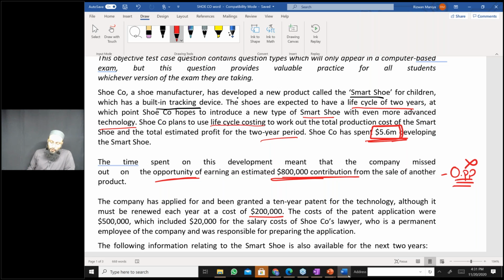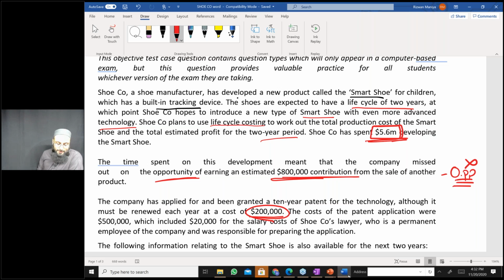So why are we not taking opportunity cost? Because that is not a cost that relates directly to the product. Okay, now what do you think about the patent they took for the technology, which must be renewed each year at a cost of 200,000? So should we take this 10-year patent? Should we take this patent cost? Yes or no?